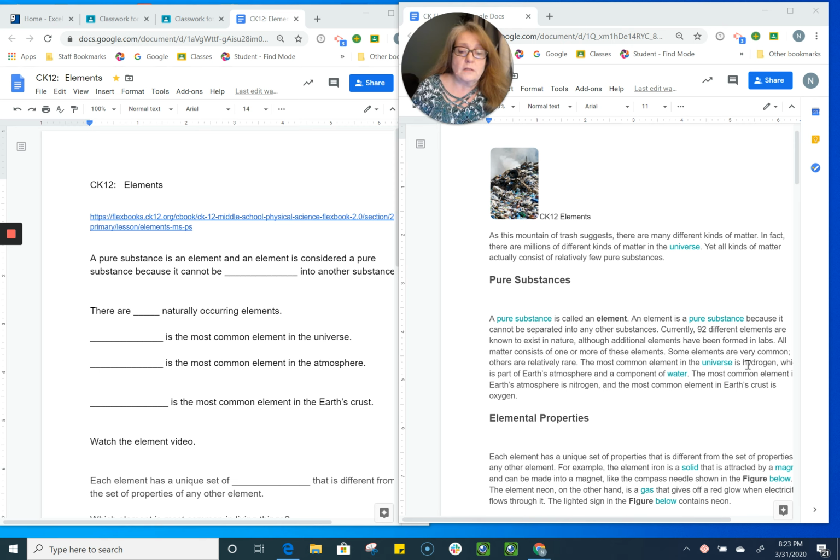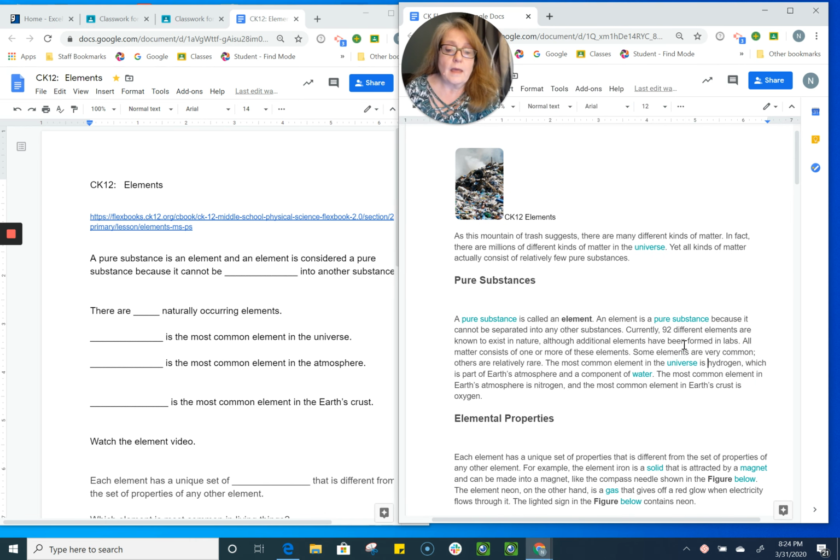The most common element in the universe is hydrogen. The most common element in the atmosphere is nitrogen. So hydrogen, nitrogen, and the most common element in the Earth's crust is oxygen. So when we breathe in air, it's a mixture of oxygen and nitrogen, and our lungs extract the oxygen that we need to carry out cellular respiration, which is breaking down of food inside of our cells for energy. The most common element in the Earth's crust is oxygen, and you may find that strange because when we think of oxygen, we think of a gas.